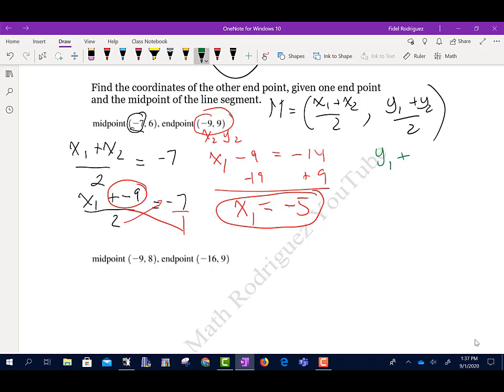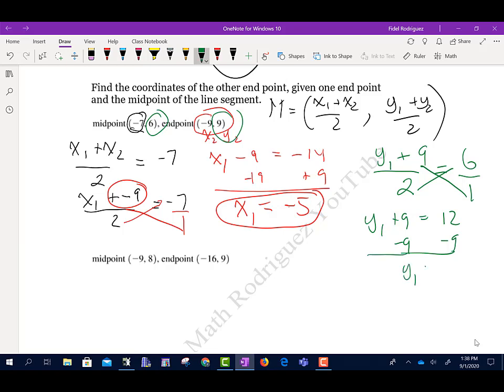y1 plus y2, which is the number 9, all over 2, is equal to the y coordinate of my midpoint, okay? And so now I'm going to think about this over 1, and I'm going to cross multiply. So 1 times all that is still y1 plus 9 equals 2 times 6 is 12. So when we subtract 9, I get y1 is equal to 3. So the coordinates of my other point would be -5 and 3. Okay.